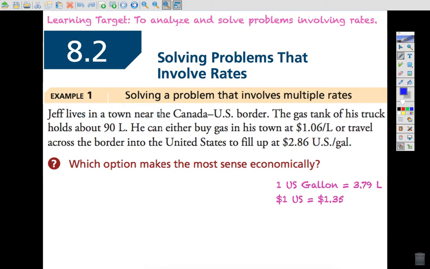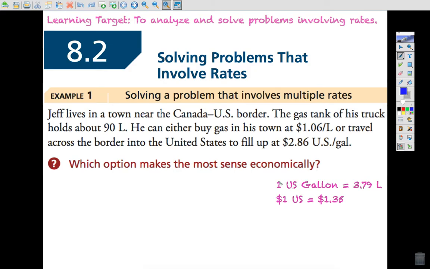Jeff lives in a town near the Canadian and US border. The gas tank of his truck holds about 90 liters, and he can either buy gas in his town at $1.06 per liter, or travel across the border into the United States to fill up at $2.86 US dollars per gallon, and that is again a US gallon. So which option makes the most sense economically, or in layman's terms, which one's going to cost him less?